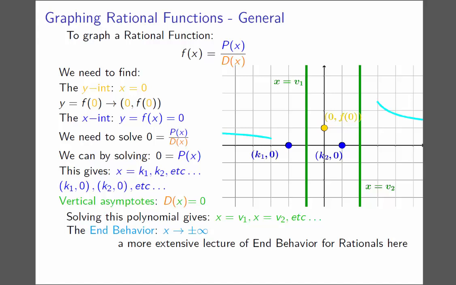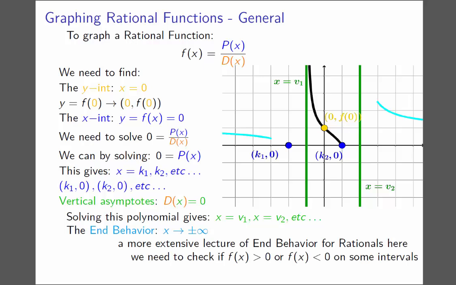Once we've found the end behavior, the y-intercept, the x-intercepts, and the vertical asymptotes, how do we put this all together in one final graph? Like with polynomials, we can start filling in the gaps in our graph by checking if our function is positive or negative on certain intervals.